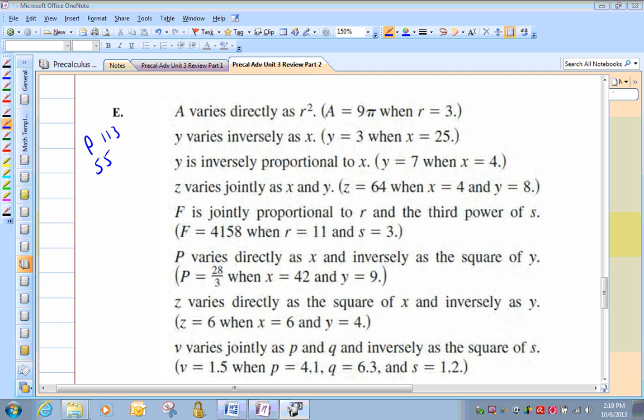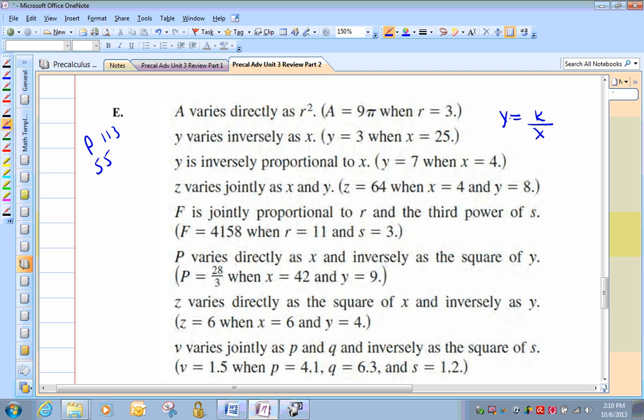So let's work on some of the even ones. Let's work on the second one. Y varies inversely. Okay, so what we should be thinking is y equals k. It's always y equals k. Inversely would be underneath, inverted with x. So now we're going to figure out the value of k. That's what we're looking for.